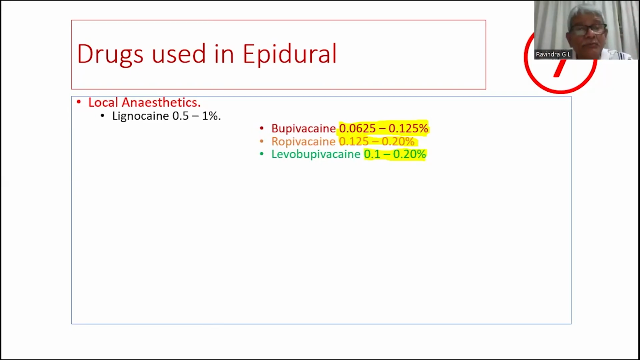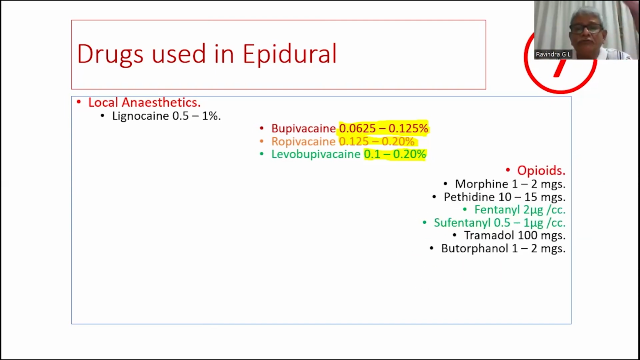Why others have become popular is because of the cardiac toxicity, for which bupivacaine has the highest toxicity. It does not mean that ropivacaine and levobupivacaine do not have cardiac toxicity. They also do, but the plasma concentration at which bupivacaine develops cardiac toxicity is different for the other two. They are a little resistant.